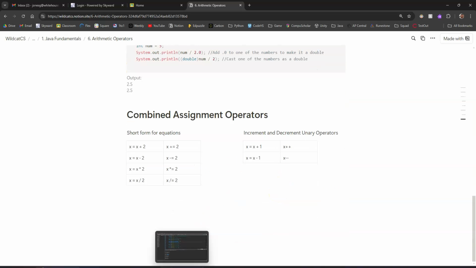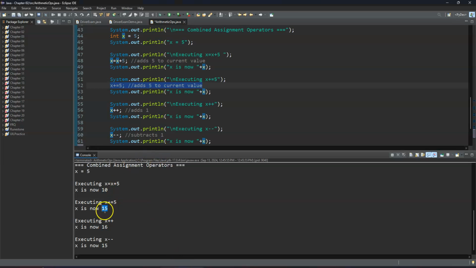Okay, so here's how they work. X plus plus always adds 1, and x minus minus always subtracts 1. They only work with adding 1 and subtracting 1. And so here, remember, I was at x is 15. On line 56, I do x plus plus. So now x is a 16. And then here I'm doing x minus minus. So now x is a 15 again.